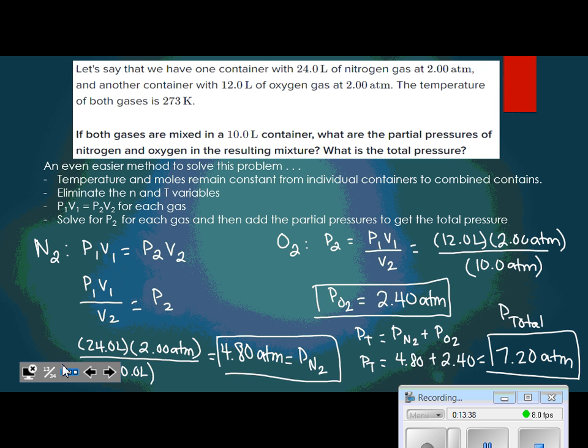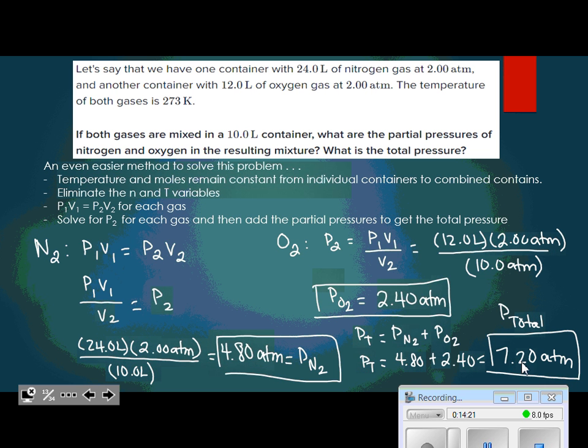Okay, so for nitrogen, I did P1V1 = P2V2, found pressure 2, and that's in that new 10-liter mixture, as 4.80 atm. I do the same thing with oxygen, solving for pressure 2. What's the pressure in that new 10-liter container? And I find that it's 2.40 atm. So I have the individual pressures of oxygen and of nitrogen. To find the total pressure, I would just add those together. So I'd get 7.20 as my total pressure. And those answers are all the same.